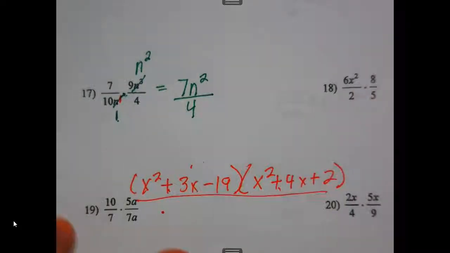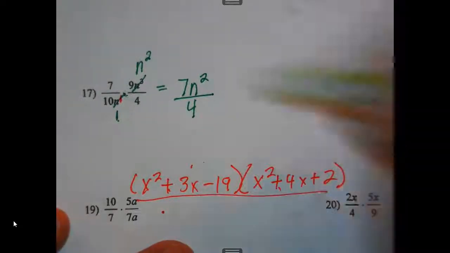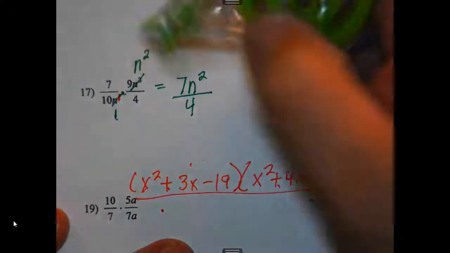Oh, no, I did it again, didn't I? Yeah, 63n squared.